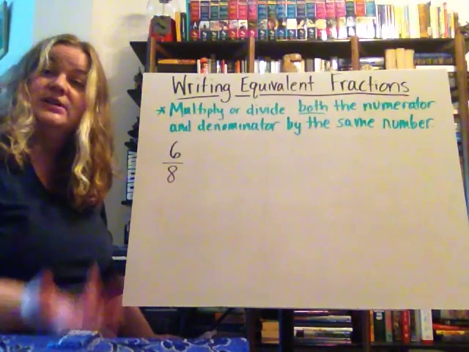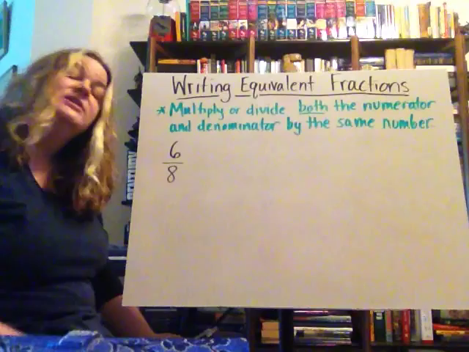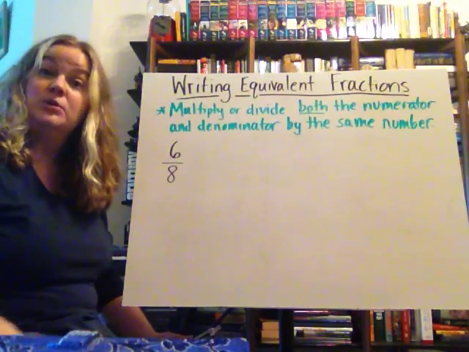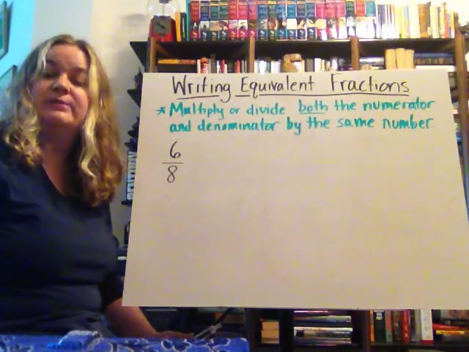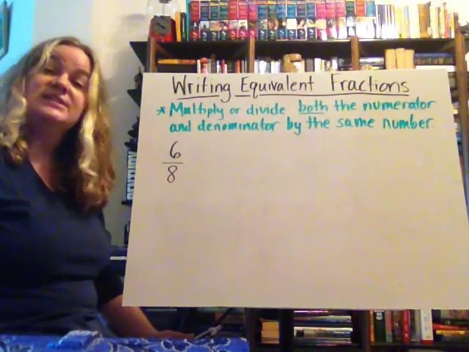Brown's online classroom. Today we're going to look at writing equivalent fractions. In order to write an equivalent fraction, you need to multiply or divide both the numerator and denominator by the same number. And so let's take a look at an example.